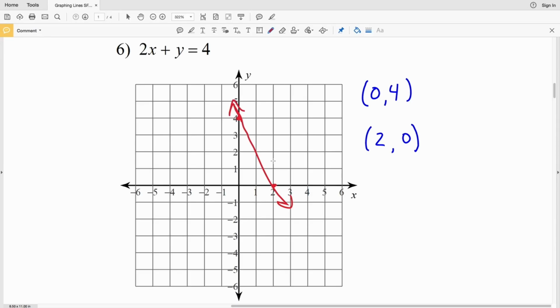And I'll stop the video here at number 6. In the next video, we'll continue on and do numbers 7 through 12, finishing out the graphing lines worksheet using standard form.